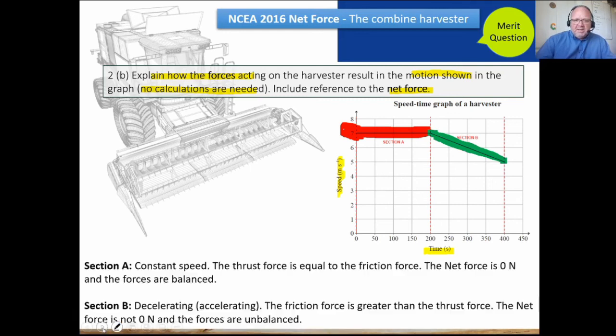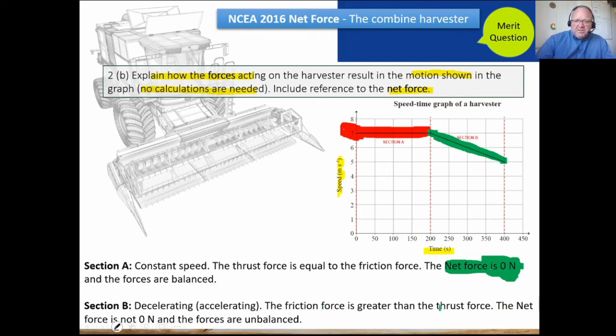Okay, so section A, constant speed, the thrust force equal to the friction force, the net force is 0 Newton. We should, if we know that the net force is 0, and remember, force is always in Newton. Section B, decelerating, the friction force is greater than the thrust force, the net force is not 0, and the forces are unbalanced. Nah, that's not a good answer.